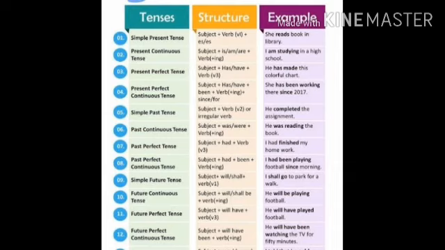In future perfect tense, the formation is subject plus will have plus third form of verb plus object. He will have played football. This is the example of future perfect tense. Okay students, last one is future perfect continuous tense. The formation is subject plus will have been plus first form of verb plus ing plus since or for plus time period. Example, he will have been watching the TV for 50 minutes. So this is the example of future perfect progressive tense.